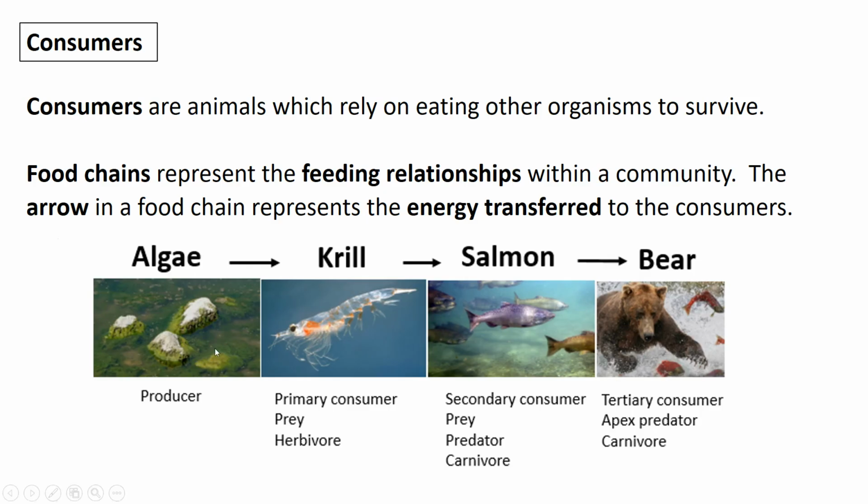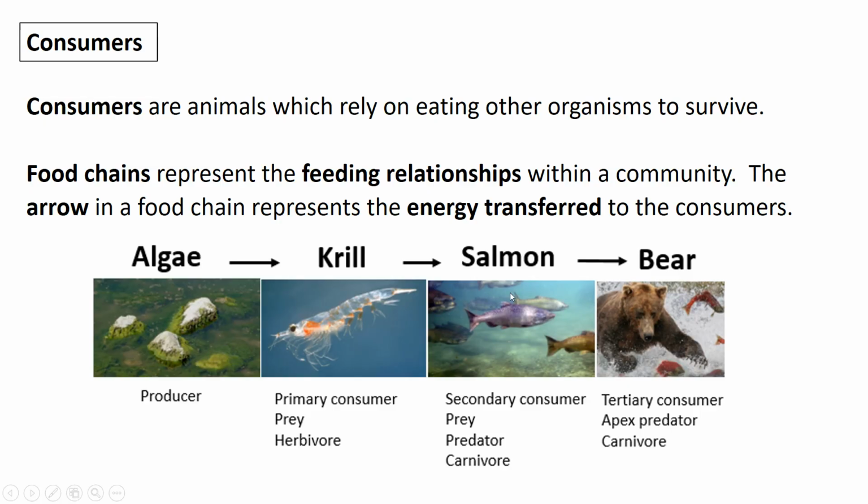And we can actually label the different stages of our food chain. We can give them different terms to help us describe what's happening. So our algae would be the producer, so that is going to carry out photosynthesis. Our krill, which is going to eat the algae, is a primary consumer. And it's also, though, a prey of the next consumer in the food chain, which is the salmon. And because the krill in this food chain will only eat algae, we would call it a herbivore.